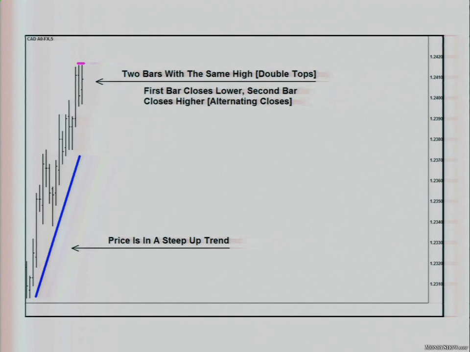So now we've got double tops, but what else do we have? 3 alternating closes. Does it mean anything? Not yet. But we've got alternating closes continuing to build. Let's see what we get.